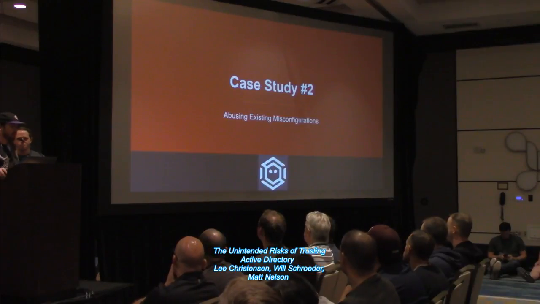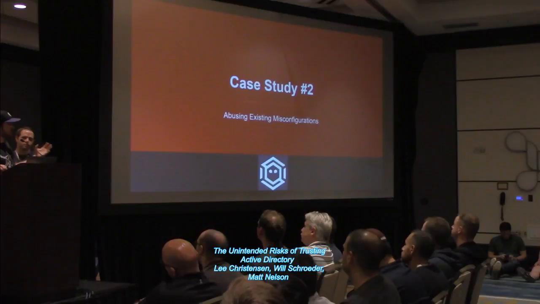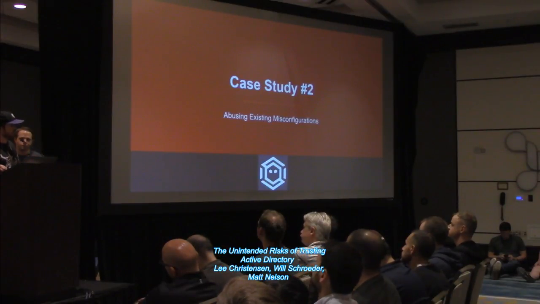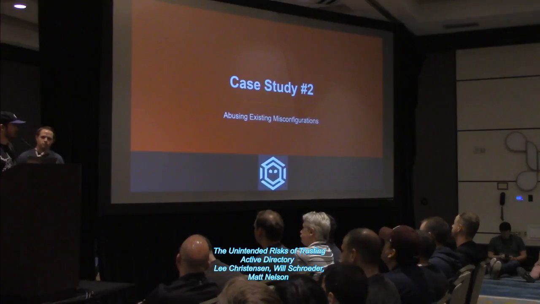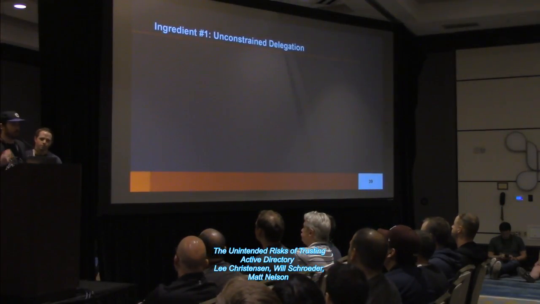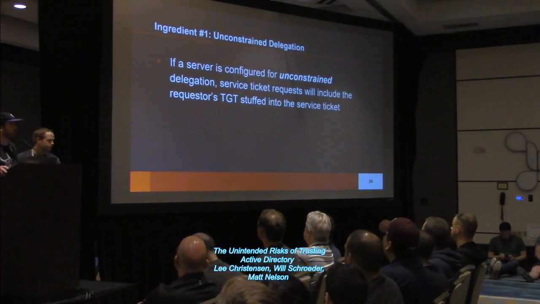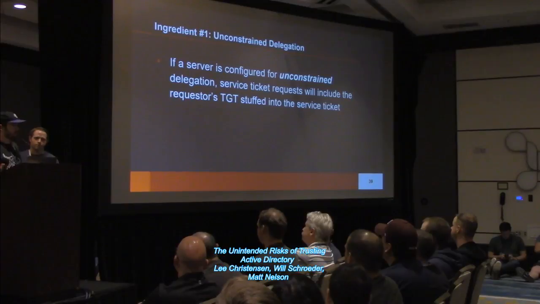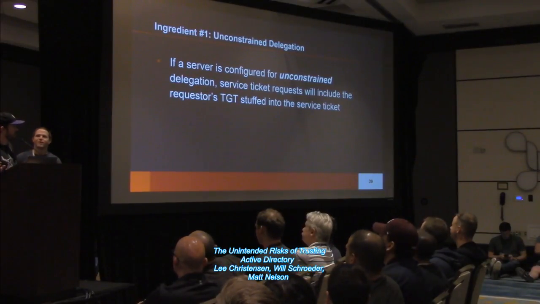So, second case study. That one was persistence. Again, you had to be elevated on that Exchange server to implement the backdoor, but that was persistence. Now we're going to cover existing misconfigurations, and Lee's going to cover a really cool thing that he found. We have a couple of ingredients. The first ingredient is unconstrained delegation. Everybody perfectly understands Kerberos, so I'm just going to explain this in 20 seconds.